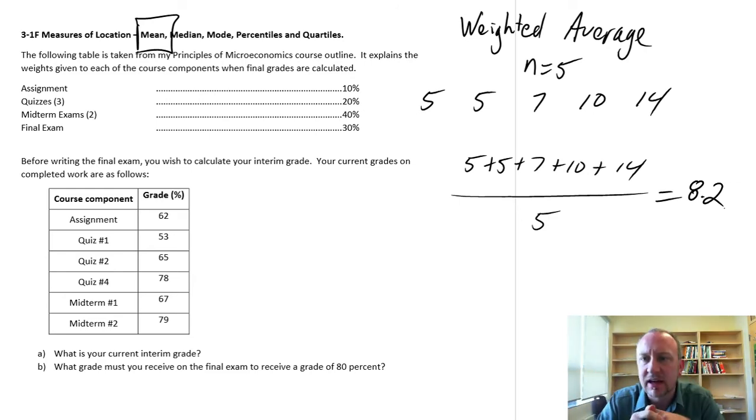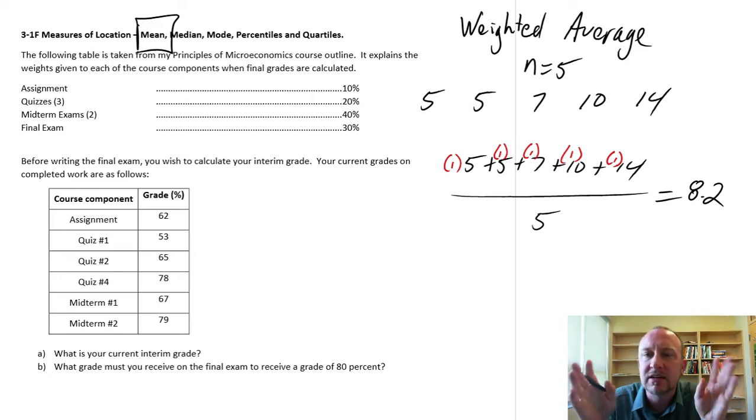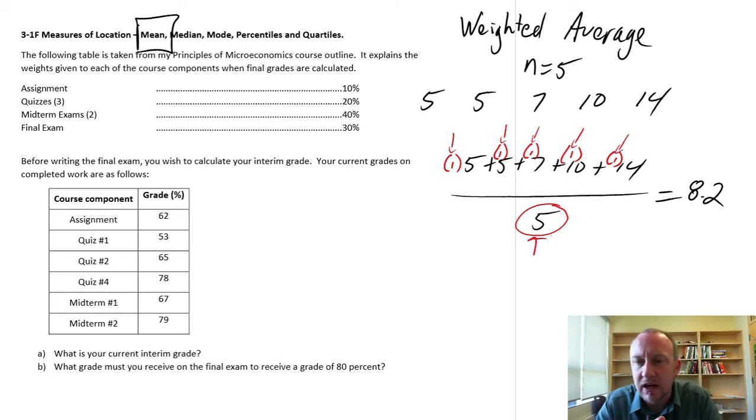Now, implicit in this calculation, something that we are doing but sort of overlooking, is the fact that I'm giving equal weight to each of my observations. So this has a weight of 1. This 5 also has a weight of 1. This 7 has a weight of 1. The 10 has a weight of 1. And the 14 has a weight of 1. So in this calculation, each of those observations is given the same weight. Notice that my denominator is equal to the sum of the weights. So this is 1 plus 1 plus 1 plus 1 plus 1. That equals 5.